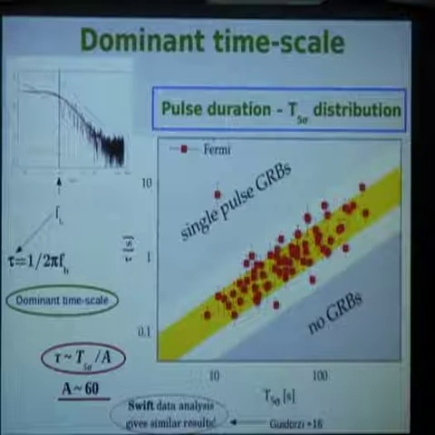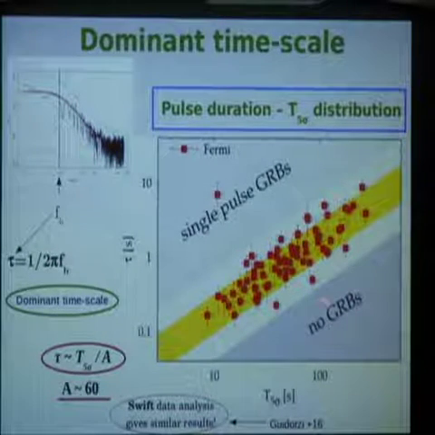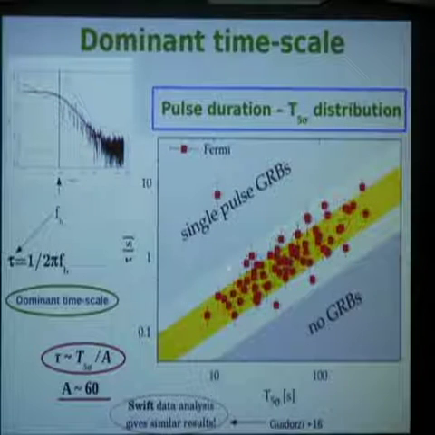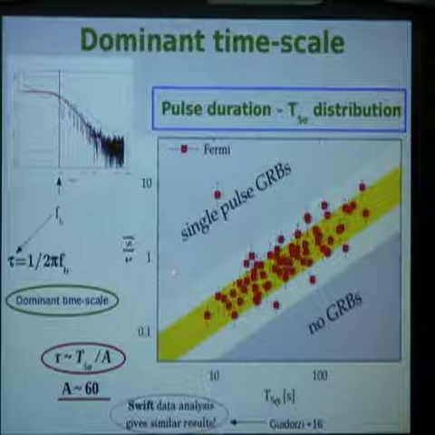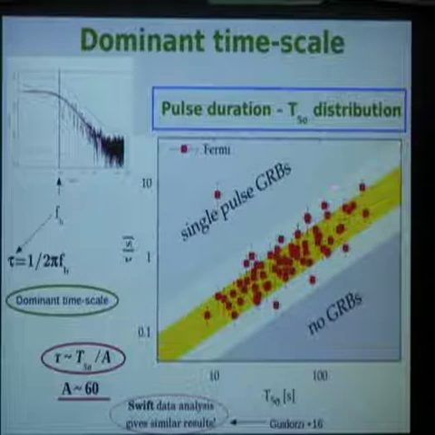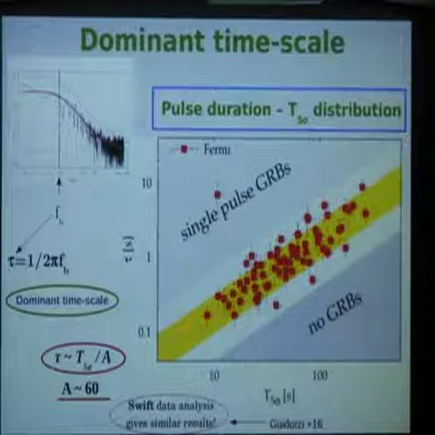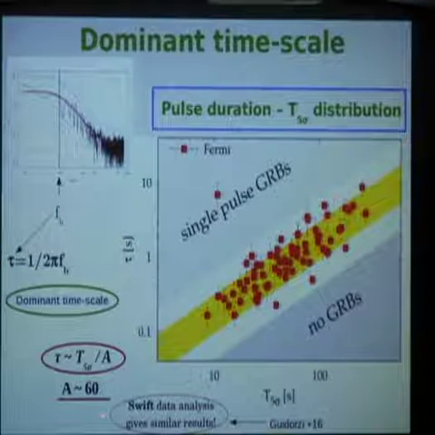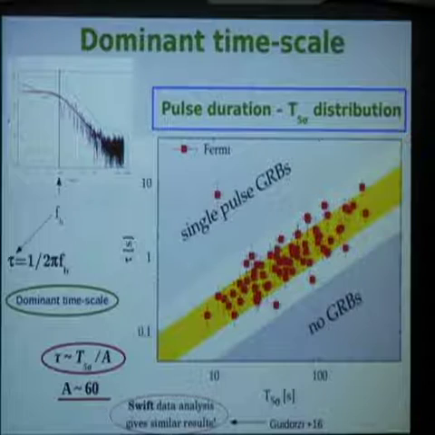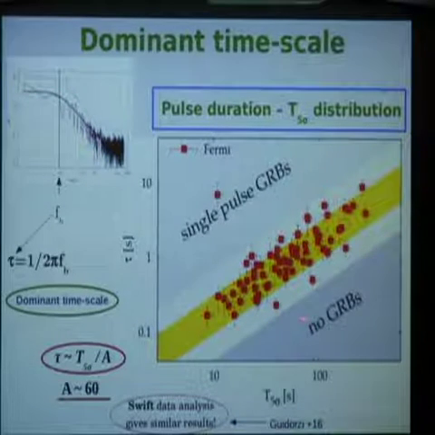Actually, we simulated this kind of light curve of GRBs in order to see if there is some selection effect in our analysis, and if there were, we should observe it. So there is a real correlation, and it's observed in the Fermi data, but also with the Swift data and with BeppoSAX data. So it's something that we found. It's a result that is not explained yet.